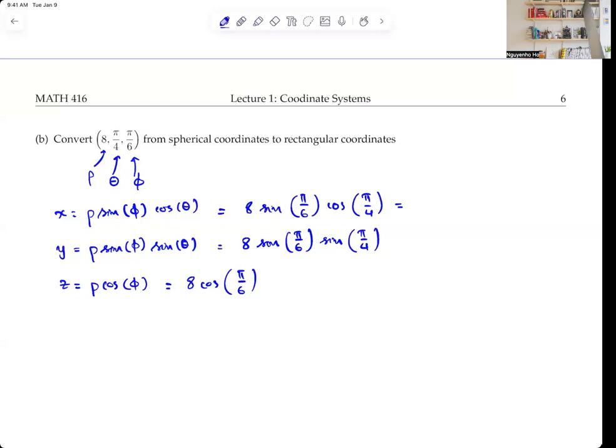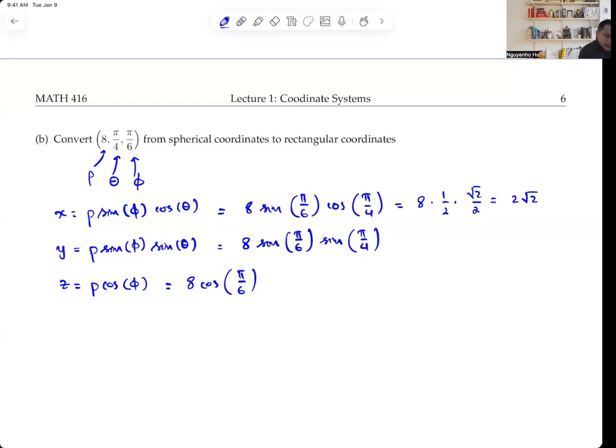All right. What is sine of pi over 6? Let's start with something easier. What is cosine of pi over 4? Root 2 over 2. And now what is sine of pi over 6? One half. Yes. So you have 8 times 1/2 times root 2 over 2, and this is 2 times root 2. So 8 divided by 4, you get 2.